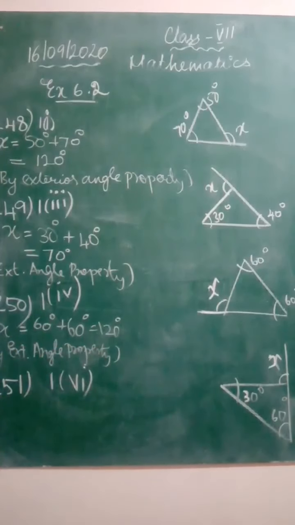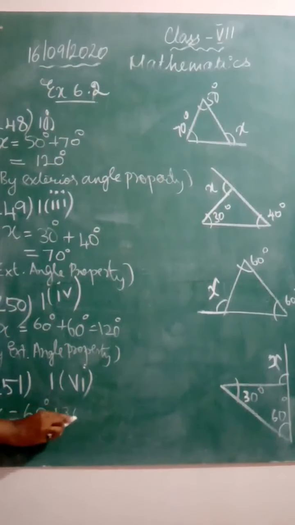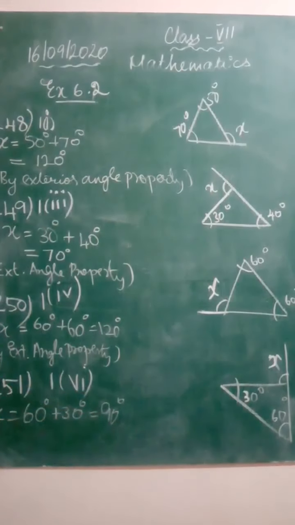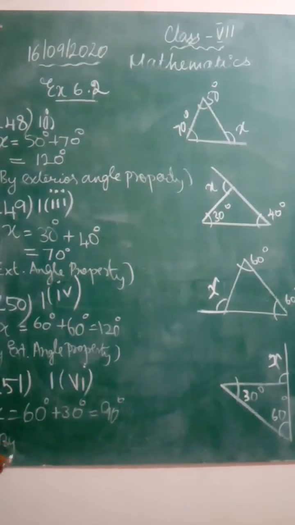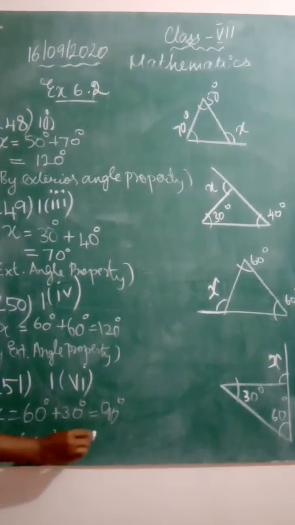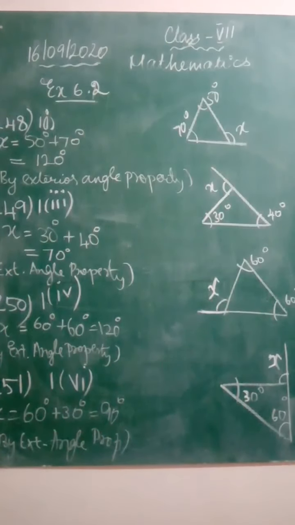Okay. Next, last one, sixth subdivision. Here x is equal to 60 degrees plus 30 degrees, and that is equal to 90 degrees. And here also we use the same property, exterior angle property. Okay. So is it clear for all of you?